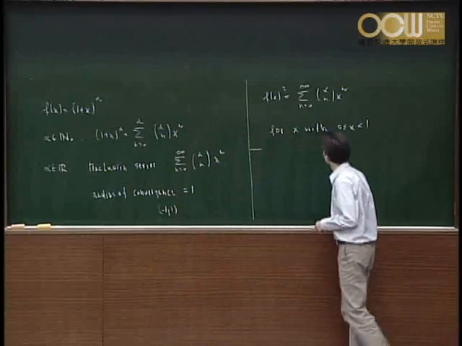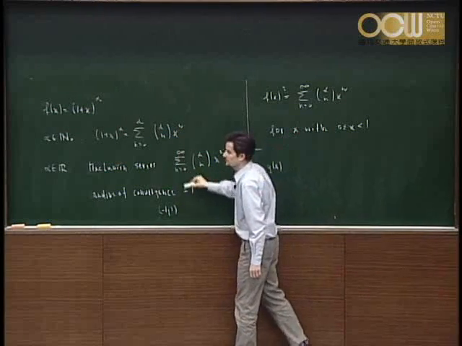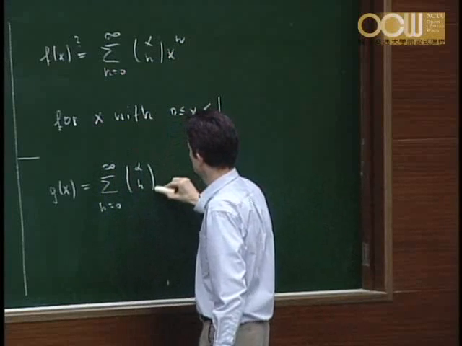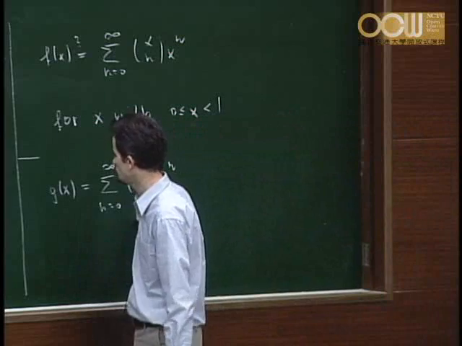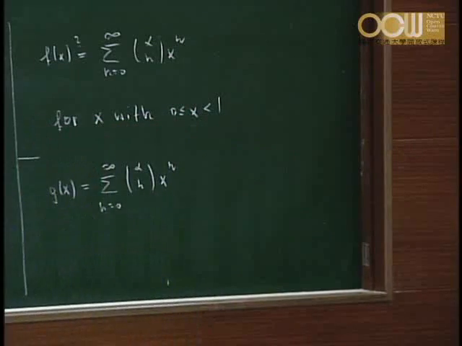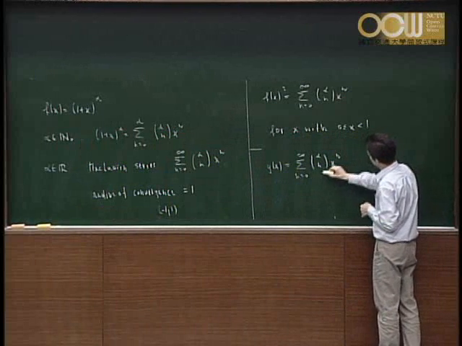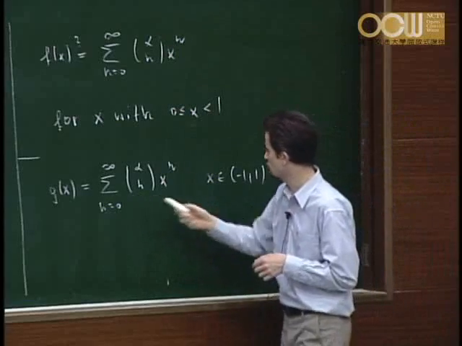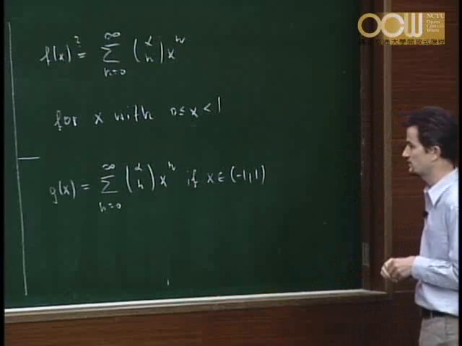So maybe let's do this. We know already from this discussion that this series has some value. So this series defines some function g of x on this interval. What we want to prove is that g of x is equal to f of x. We know that this series is convergent inside this interval, at least. Maybe this series is also convergent at the boundary points, but we do not care at the moment whether such convergence takes place or not.